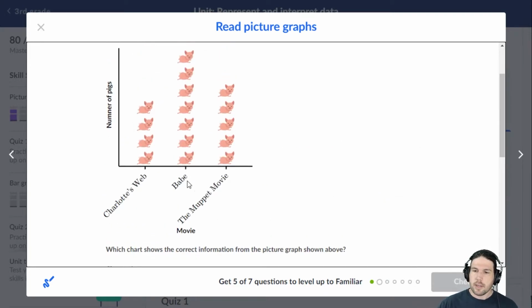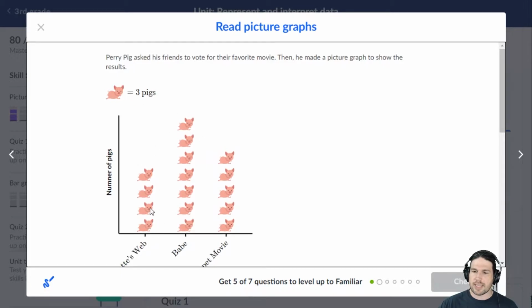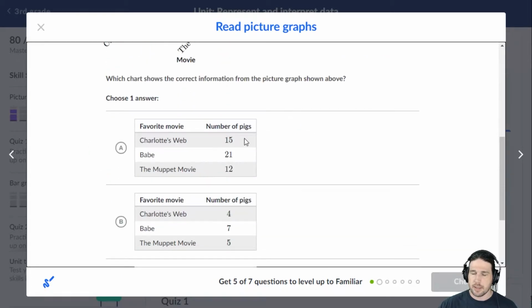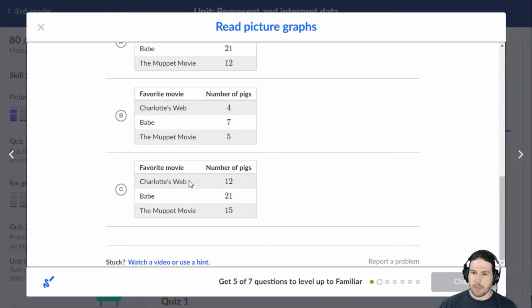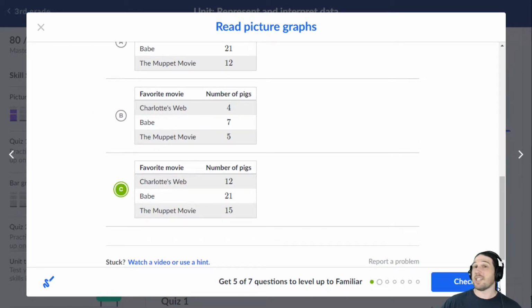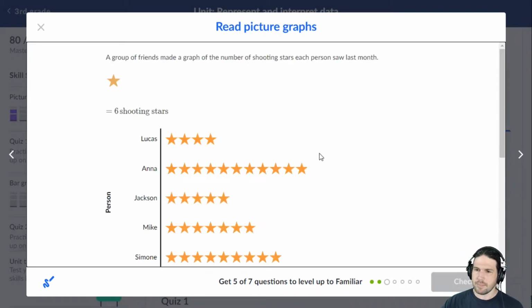I respect that. So it looks like Charlotte's Web got 3, 6, 9, 12 pigs. So it's not A, it's not B, it's definitely C. I don't need to look at Babe, and I don't need to look at the Muppet movie to confirm that, but I do recommend that your student, at least for the first couple of times, double check that, right? You don't have to do the multiplication for all three of them to know that you're right, but double check yourself before you double wreck yourself. That's right, I said that, deal with it.